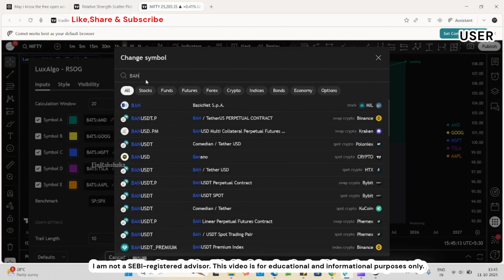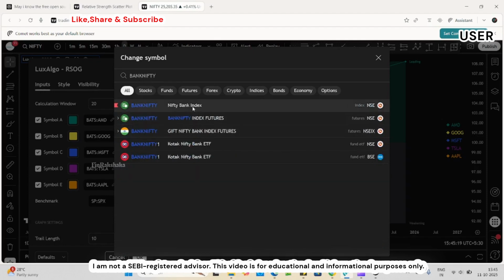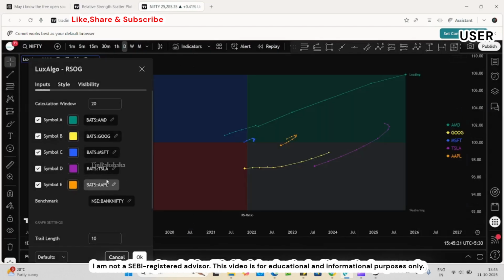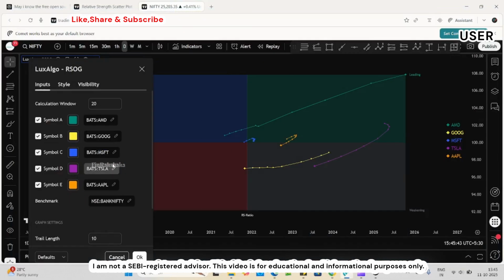I'll go for Bank Nifty. This is manual work, guys, and we have a limited number of symbols. You can add any sector or any stock here, but this is very limited because this is just an indicator, not a tool actually. If you want the full-fledged version, as I mentioned, Optima will be very useful.